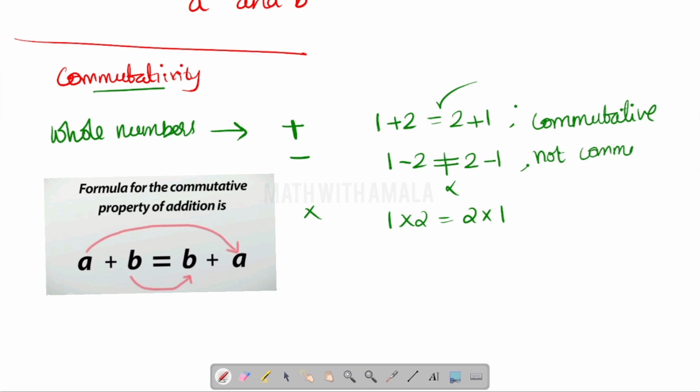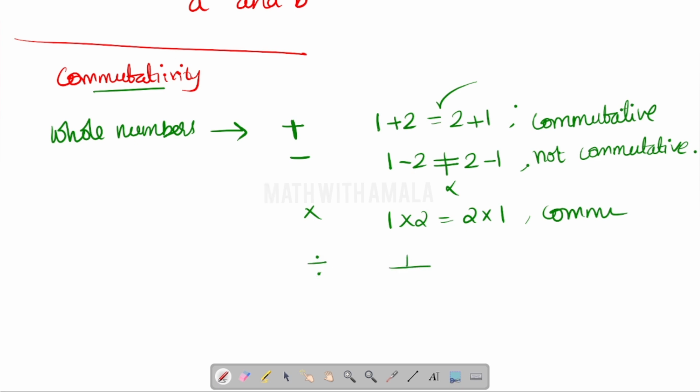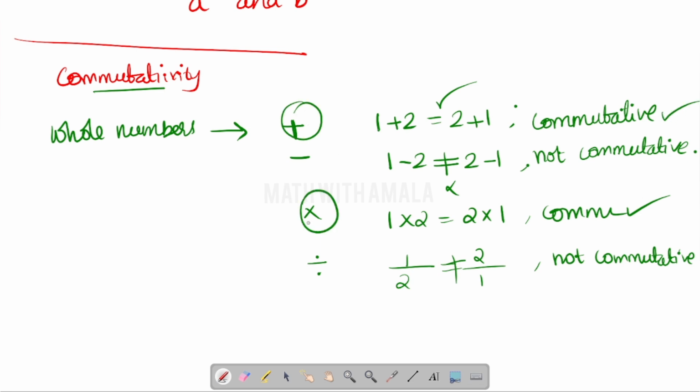The formula for the commutative property of addition is a plus b equals b plus a. In the case of whole numbers, 1 plus 2 equals 2 plus 1, so it is commutative. But in the case of subtraction in the whole numbers, 1 minus 2 is not equal to 2 minus 1, so it is not commutative. In the case of multiplication, 1 into 2 equals 2 into 1, it is commutative because both sides, LHS and RHS, are equal. And in the case of division, it is not commutative. Why? 1 by 2 is not equal to 2 by 1. Hence, the whole numbers are commutative only under addition and multiplication.